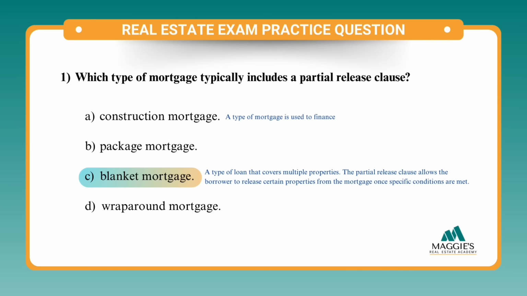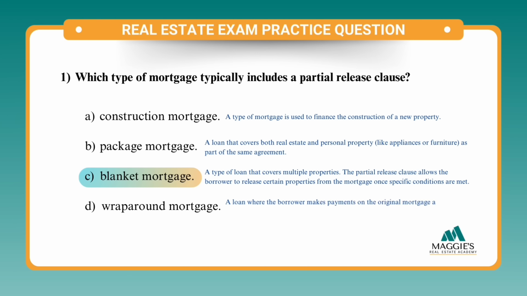So a construction mortgage is used to finance the construction of a new property. A package mortgage is a loan that covers both real estate and personal property, like appliances or furniture, as part of the same agreement. And a wraparound mortgage is basically when the borrower makes payments on an original mortgage amount and then receives a secondary mortgage from the seller.